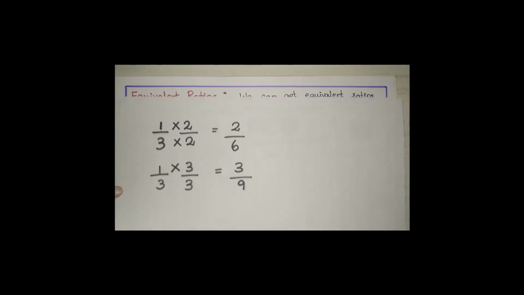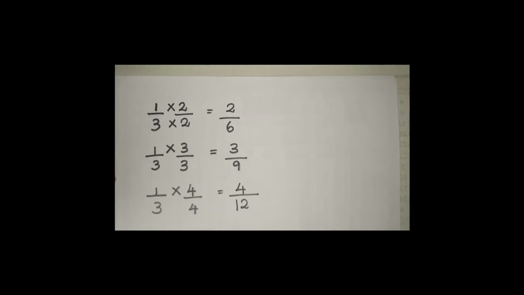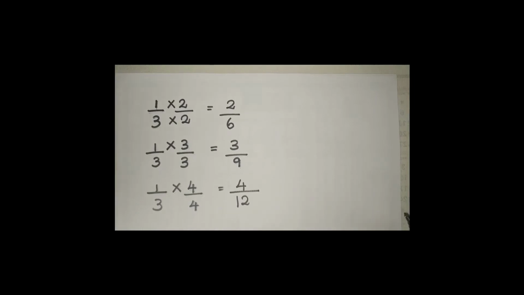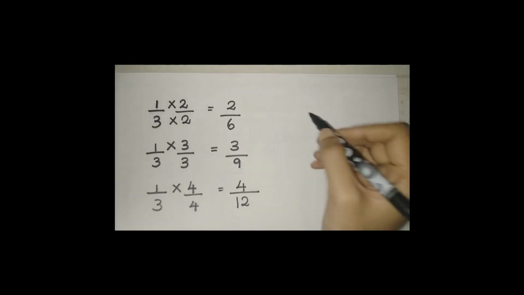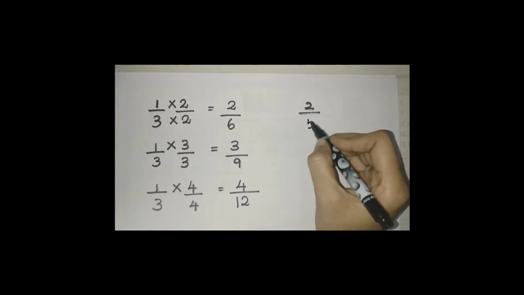So let's take another number. 1 by 3 into 4. So you have to multiply the numerator and the denominator. So 1 4s are 4, 3 4s are 12. It is easy, right? So you can find for this number. So 2 by 5.